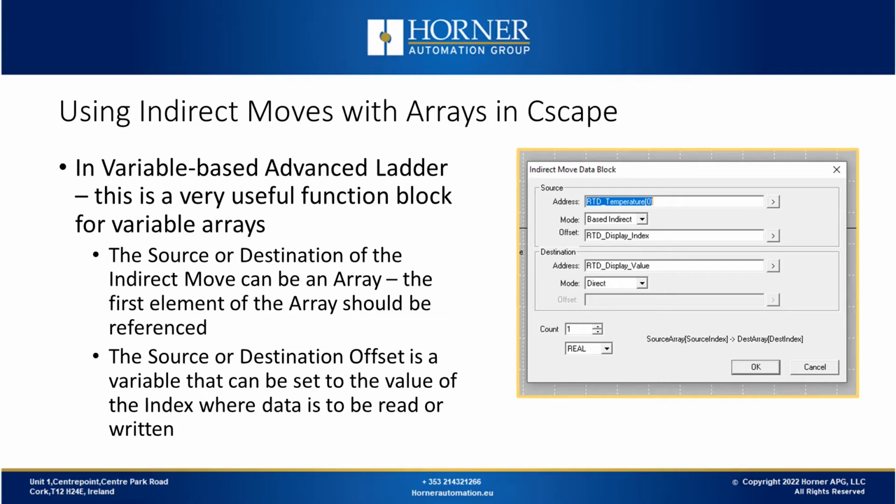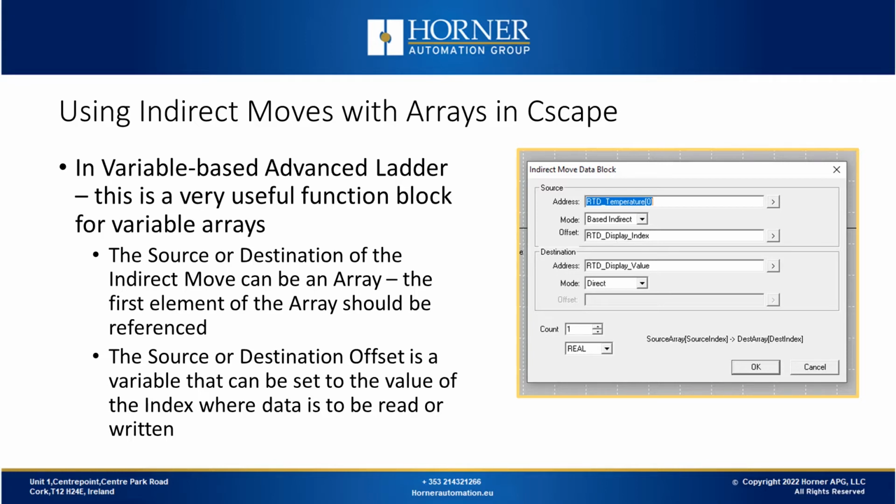You may be familiar with the indirect move function block in register-based logic. However, in variable-based logic, it's almost exclusively used with arrays. The indirect move function block allows you to move data from a source that's either not definitive or not a fixed location to a variable that is a fixed location, or to move data from a variable that's in a fixed location to an array that has a variable location to it, or both the source and the destination can be variables. Let's look at an example on the screen.